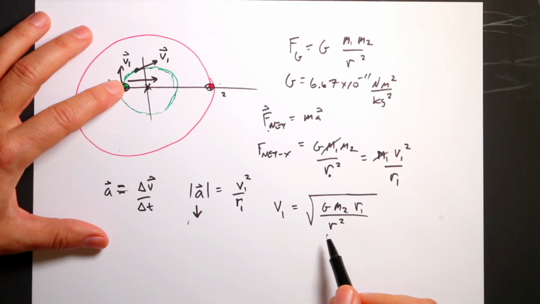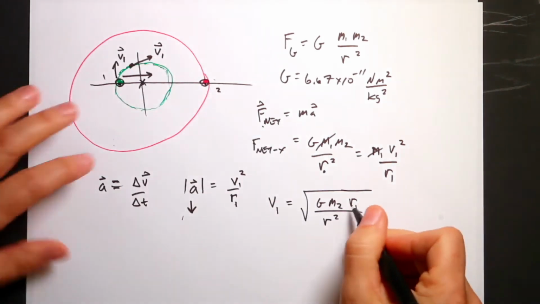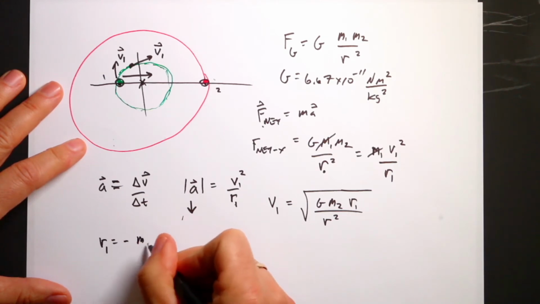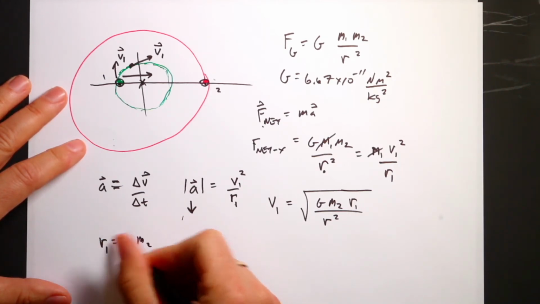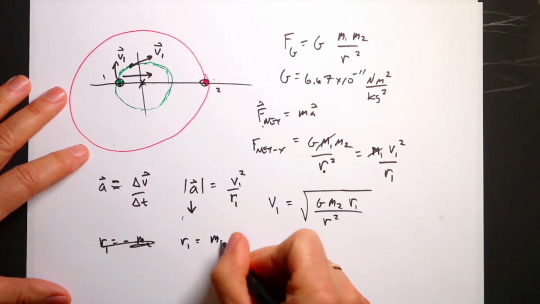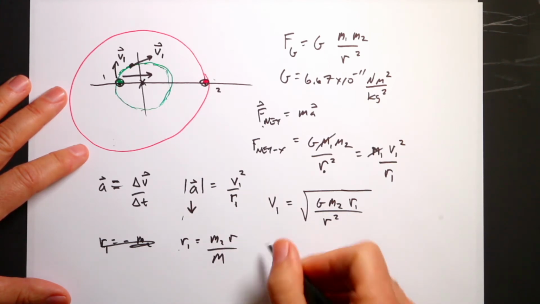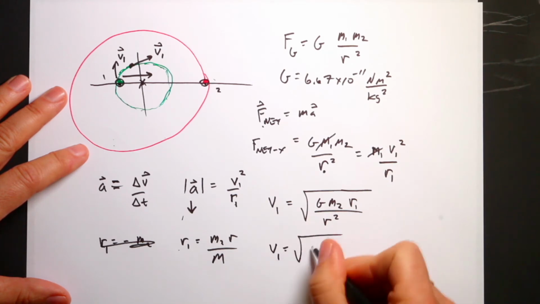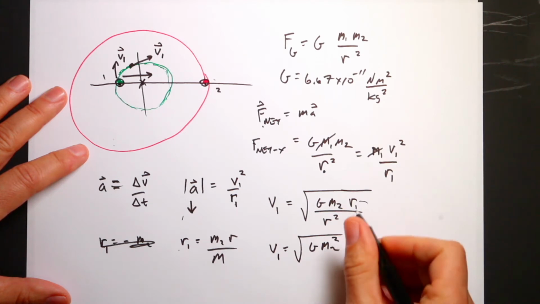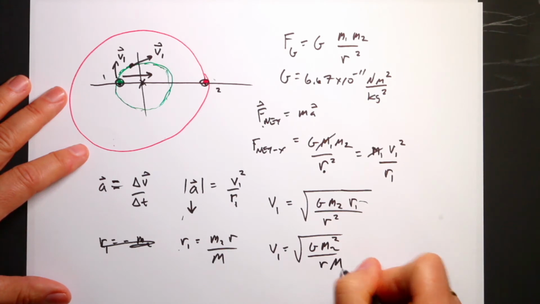But I actually already know a value. I know that the magnitude of r1 from before, that's actually x1, is equal to m2 r over the total mass. So if I put that in up here, I get v1 equals the square root of g m2, and then I need to multiply by m2 again, squared, and then I'm going to have r divided by r, so I get r, and then I have m.